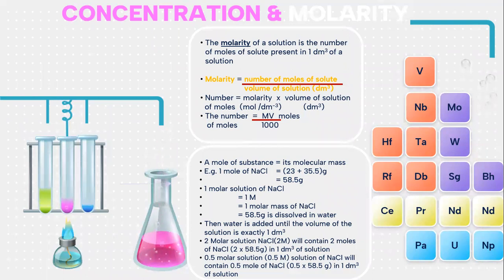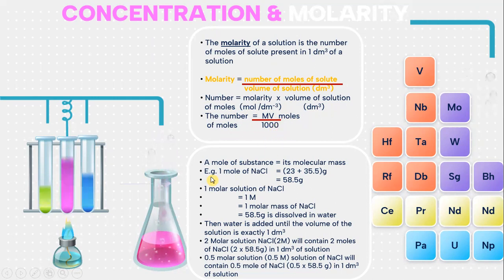So the formula for molarity is the number of moles of solute divided by the volume of solution, in decimeter cube. So if you want to get the number of moles, it means molarity times volume of solution. Molarity is in moles per decimeter cube, times the volume of solution in decimeter cube. So if you want to find the number of moles, it is molarity times volume of solution in cm cube, divided by 1000.